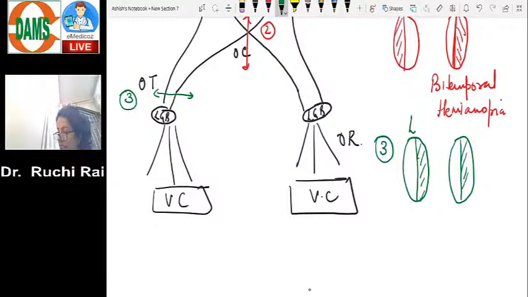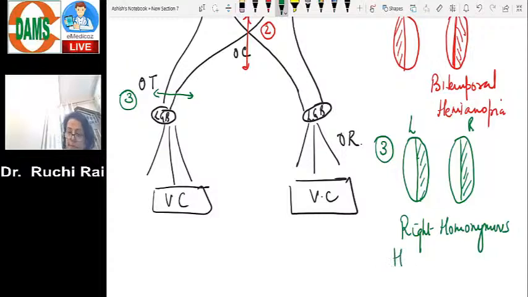Temporal field defect. Okay? Now, what do you see? Both the shaded part. Some of you even asked me which one was normal. The shaded part is the one which is gone. So this shaded part which is gone, can you see it is all on the right side? It is on the same side, so we call it homonymous hemianopia. So now what will we call this? Right homonymous hemianopia. Okay? So right homonymous hemianopia. So keep this in mind.